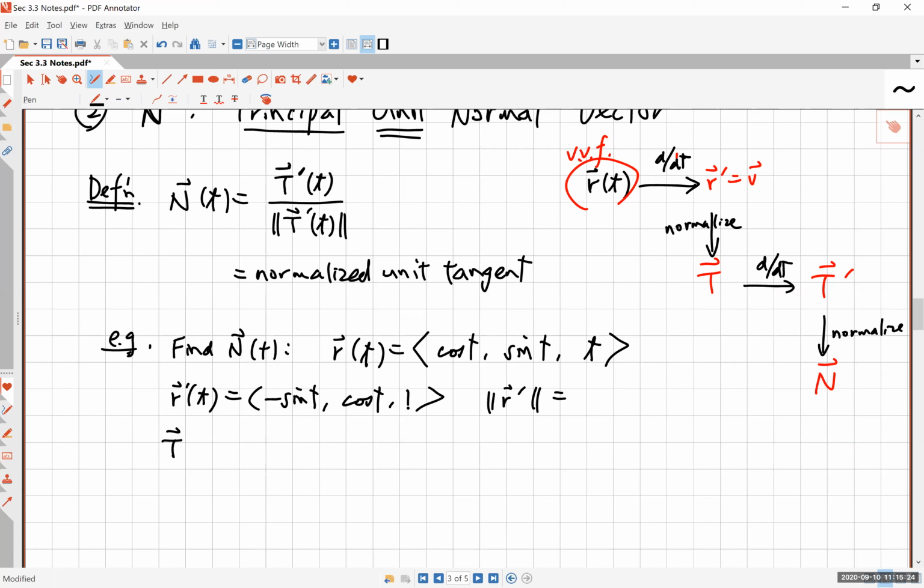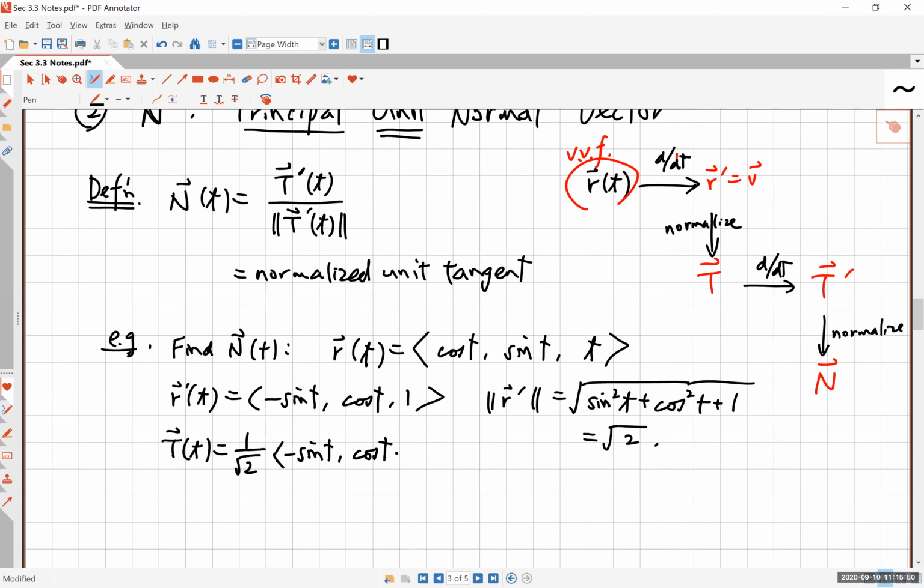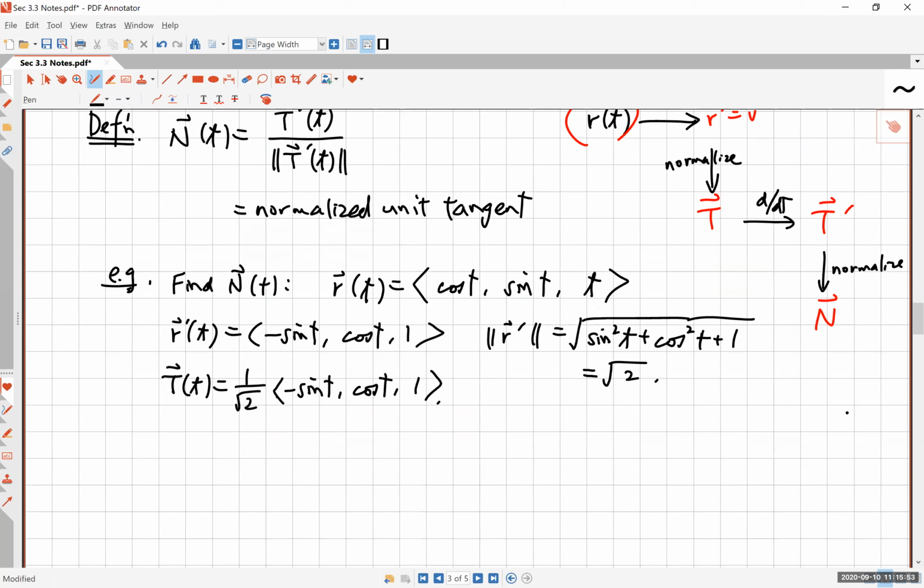Fortunately, we have done this already. It's the square root of sine squared plus cosine squared plus 1, and this is actually the square root of 2. So then capital T of t, which is the normalized version, is 1 over square root of 2 times negative sine t, cosine t, 1. All I'm doing is normalizing that velocity vector. And since the velocity vector has that one extra component, its length is not 1. The length is square root of 2.